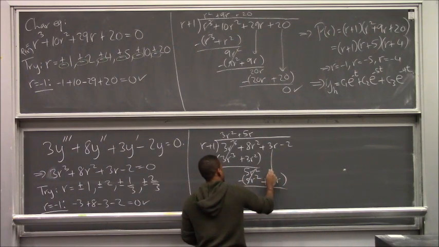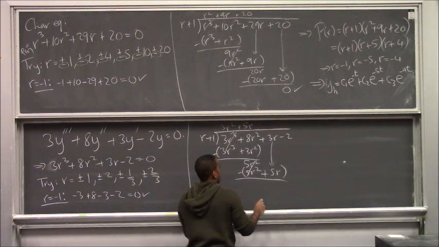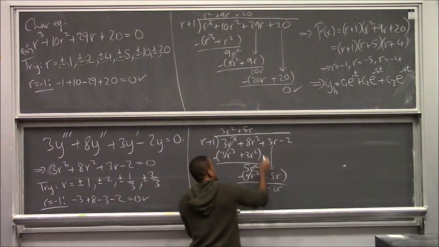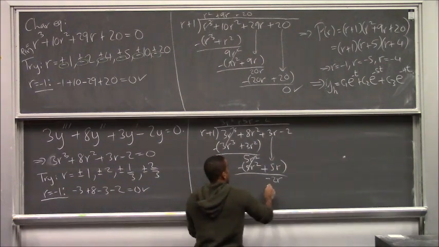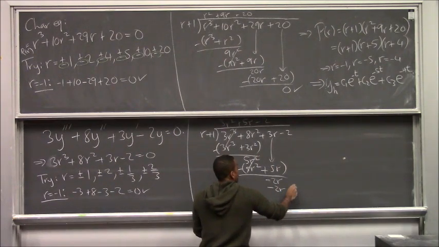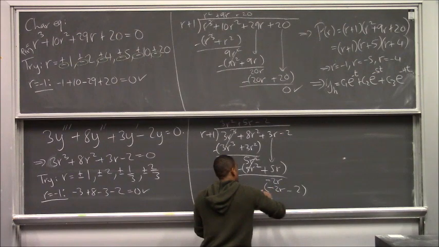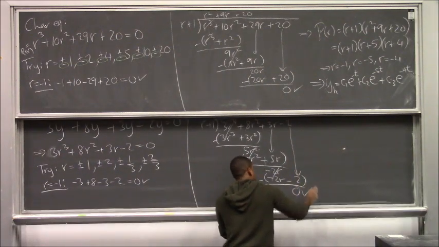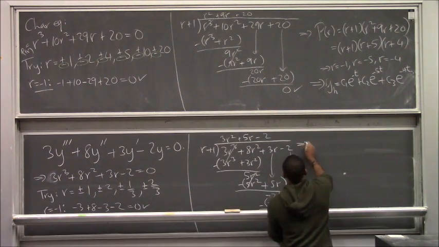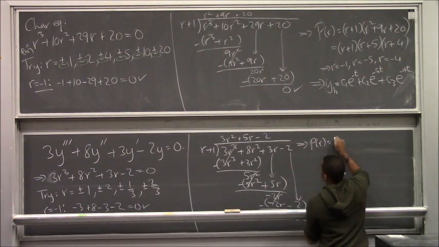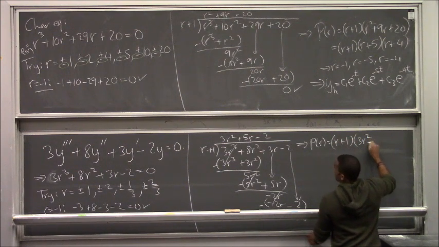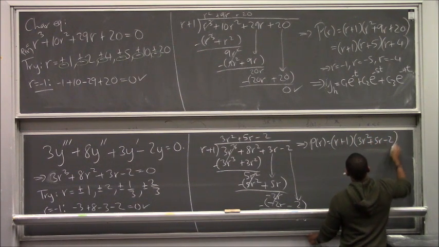Subtract those from each other, the 3 comes down. I would have 3r minus 5r, that gives me minus 2r. R into this goes minus 2, and minus 2 times the r, minus 2 times the 1. That dies, the minus 2 comes down, and again I get 0, which I should get, which means that my p of r is going to be r plus 1 times 3r squared plus 5r minus 2.